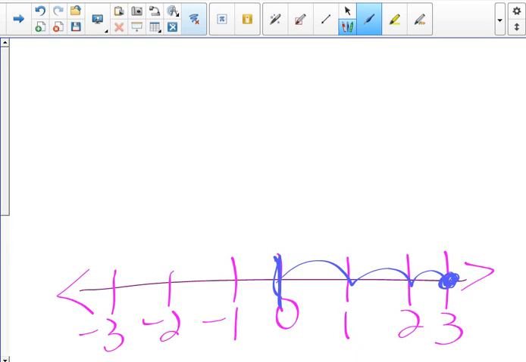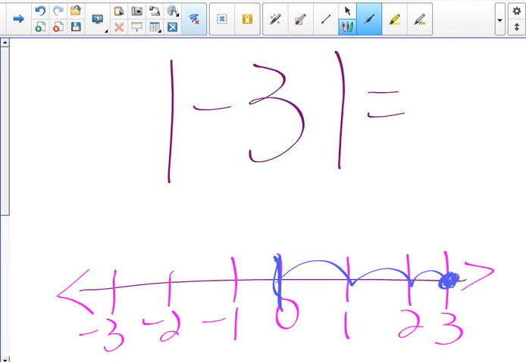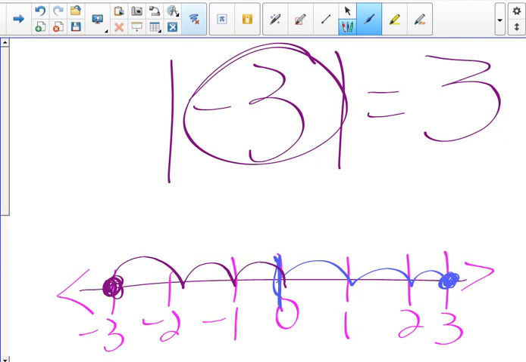All right, so if I give you, what's the absolute value of -3? Well, let's first graph -3 right here. How far is -3 from 0? You're going to say 1, 2, 3. -3 is 3 units from 0. That's all absolute value is. It's how far is whatever inside here from 0?